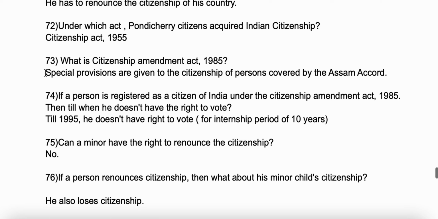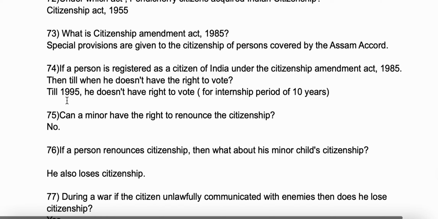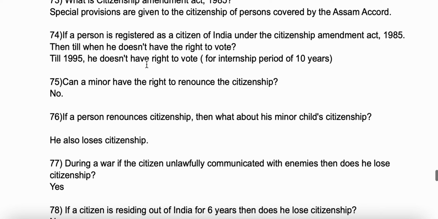72nd question, under which act did Pondicherry citizens acquire Indian citizenship? It is under Citizenship Act 1955. 73rd question, what is Citizenship Amendment Act 1985? So special provisions are given to the citizenship of persons covered by Assam Accord. 74th question, if a person is registered as a citizen of India under Citizenship Amendment Act 1985, then till when does he not have the right to vote?